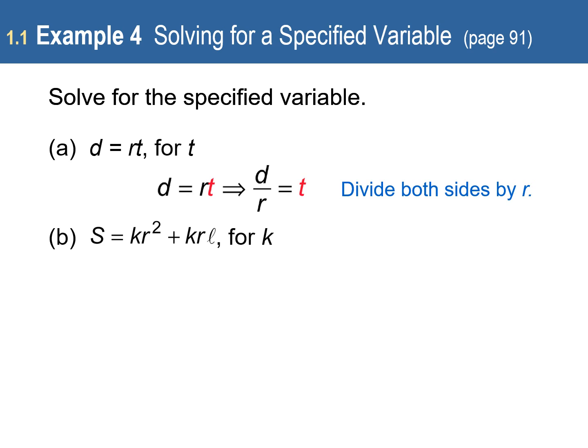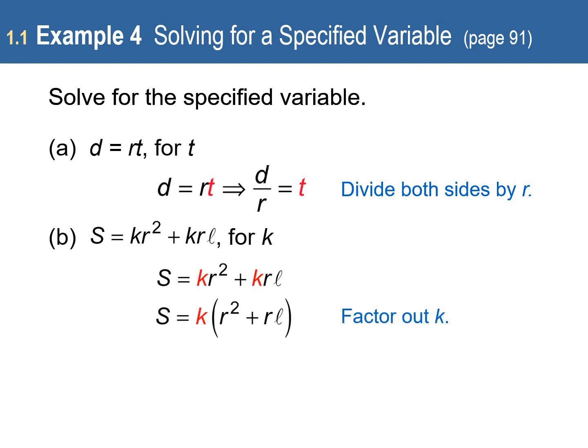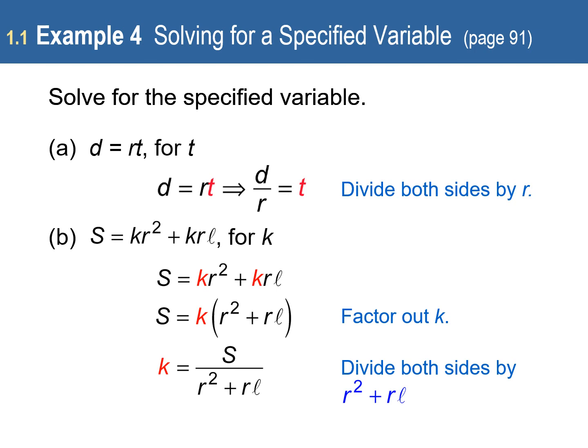Suppose I want to solve s is equal to kr squared plus krl, and I want to solve it for k. That tells me I need to identify the k and then factor k out. Now k is being multiplied by this sum, but those parentheses tell me I can move that as a unit. So I can divide both sides through by r squared plus rl. And so k is equal to s divided by r squared plus rl. You do not need to do any more factoring or anything else with your denominator.